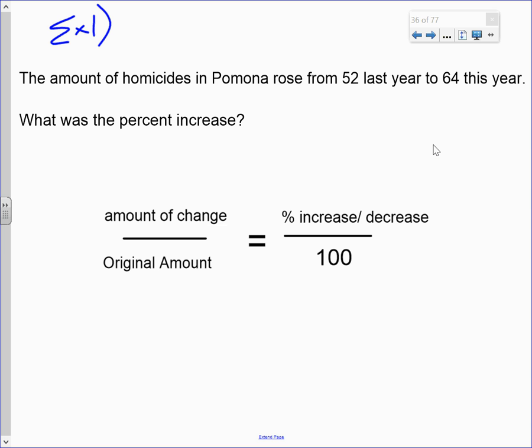On the upper left is the amount of change from the original amount to the new amount. The lower left is still the same, the original amount, the whole. The upper right, above 100, is the percent, because by definition that's what percent means. And then 100 is on the lower right as normal. Write that down.